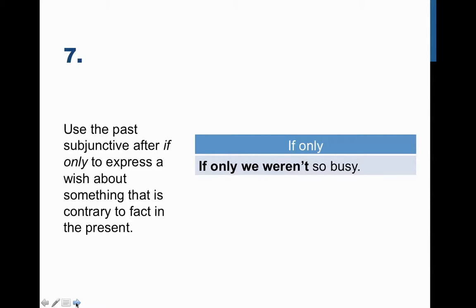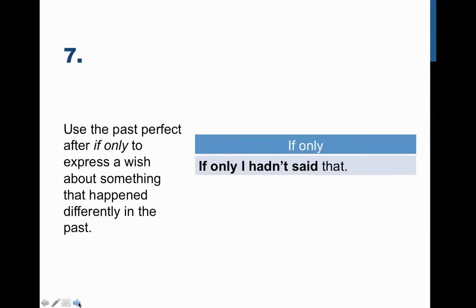Use past subjunctive after if only to express a wish about something that is contrary to fact in the present. So, if only he weren't so busy. This is the opposite of the truth. The truth is that he is busy and I'm wishing that he were not. Or use past perfect after if only to express a wish about something that happened differently in the past. So I can say, if only I hadn't said that. Means I did say that, and I'm really sorry that I said that.